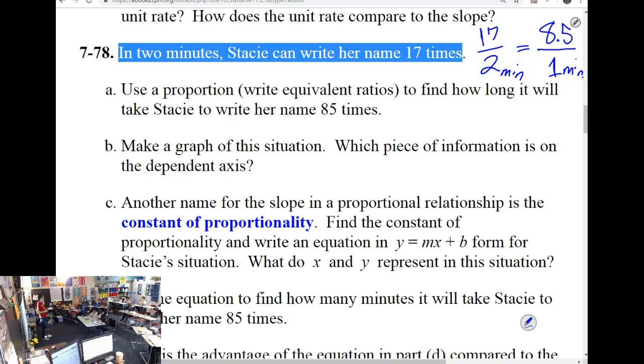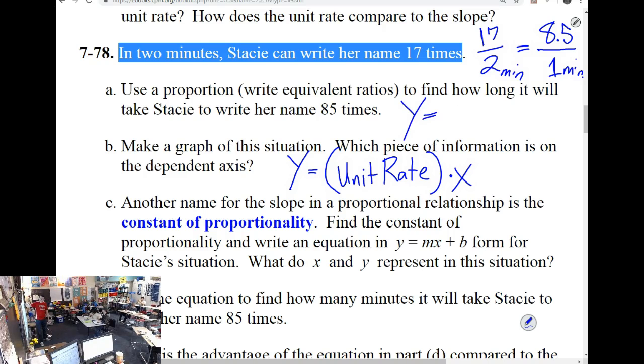Here's another secret, guys. In a proportional relationship, and you might want to write this down, your slope is nothing but your unit rate. In a given situation, if you're able to find the unit rate per one of something, that's your slope. So here, our slope is 8.5 times x. Now, when we go to make our graph, remember, we want to make our life easy.